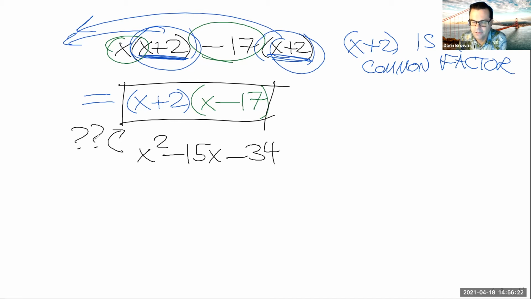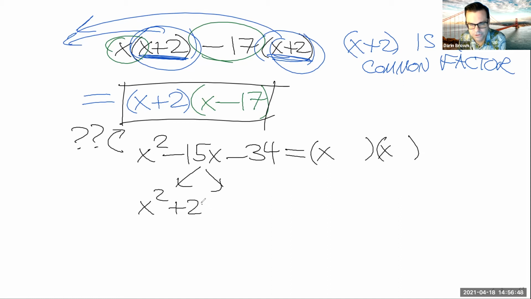That's not clear. So that's what the AC method, what we're going to spend so much time on, is about: how do we get from there to there? Now, there's a process we can go through that's step by step. Essentially, we're going to rewrite this term. So I would rewrite this as x squared plus 2x minus 17x minus 34.